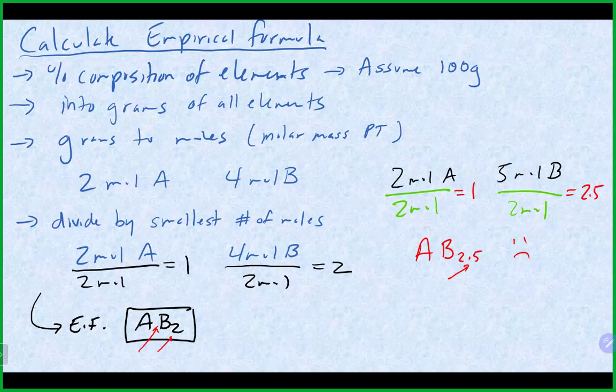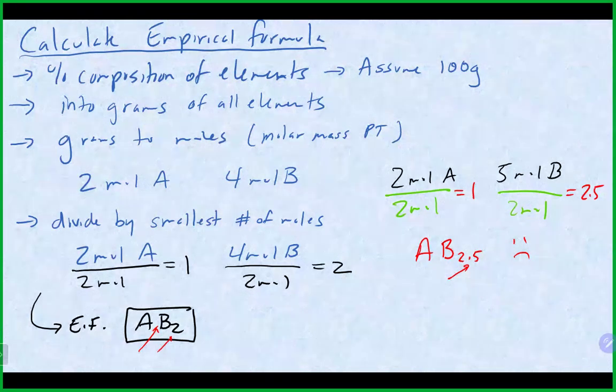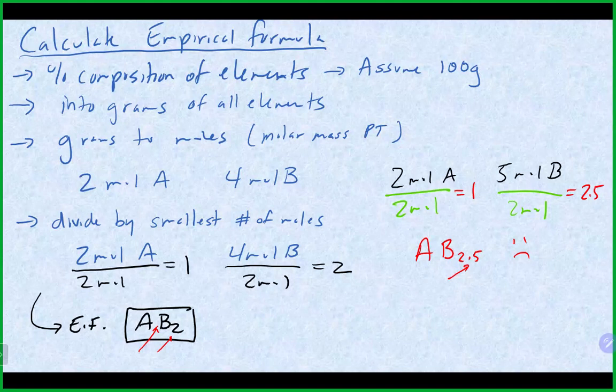Now, this is the question everybody asks, which is, can I round? And the answer is no in this case. This is too far away to round. The only time you could really round is if you're really, really super close to the whole number. Like you ended up with 1.99 or 1.98, you could round that to 2. Or you ended up with 2.03 or 2.05, you could round that to 2.